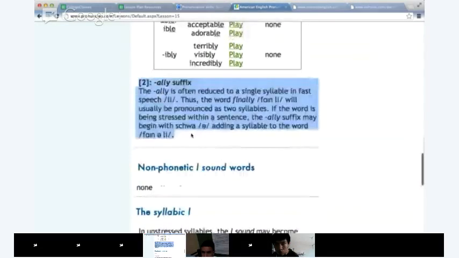All right, let's see. Can you read this section? A-L-L-Y suffix. You can say A-L-L-Y either way. Thank you for correcting. The A-L-L-Y suffix is often reduced to a single syllable, L-I, in fast speech. Thus, the word finally, F-I-N-A-L-L-Y, will usually be pronounced as two syllables. If the word is being stressed within a sentence, the A-L-L-Y suffix may begin with a schwa, adding a syllable to the word.